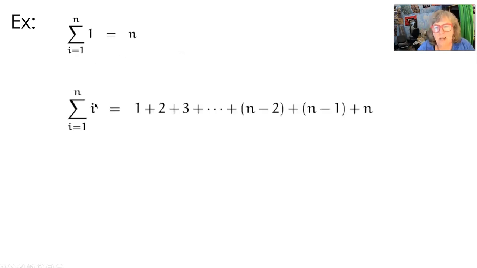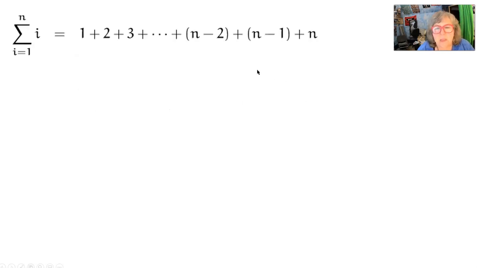Let's go to adding up the i's. 1 plus 2 plus 3, up to n minus 2, n minus 1, plus n. Let's play with this for a while. Notice that if you take the first and the last term, you get n plus 1.